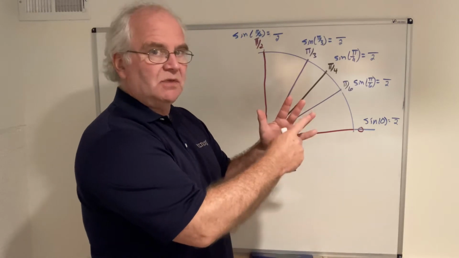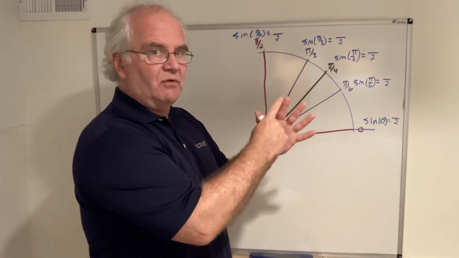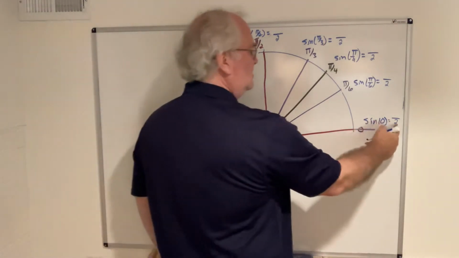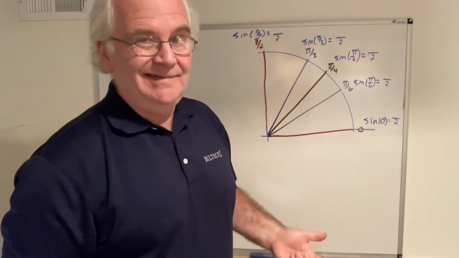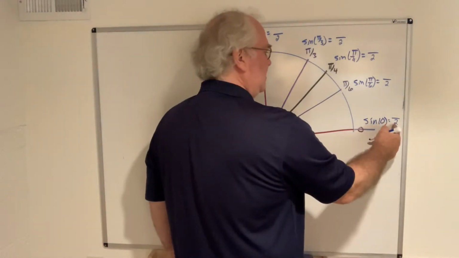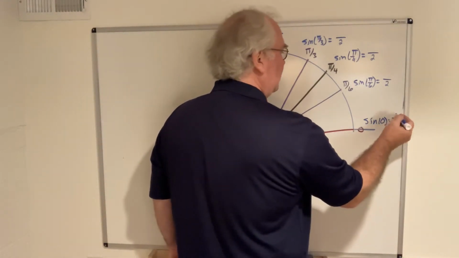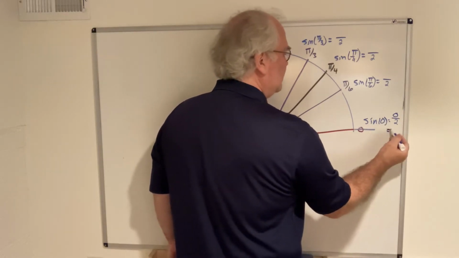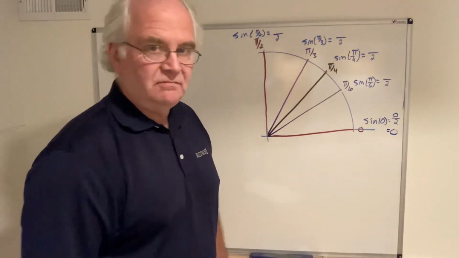Square root of 0, square root of 1, square root of 2, square root of 3, square root of 4. What is the square root of 0? You don't have to write it out. I mean, you can have a little bit more pride in yourself. What is the square root of 0? Square root of 0 is 0. And so this simplifies to simply give us 0. Sine of 0 is 0. Okay?